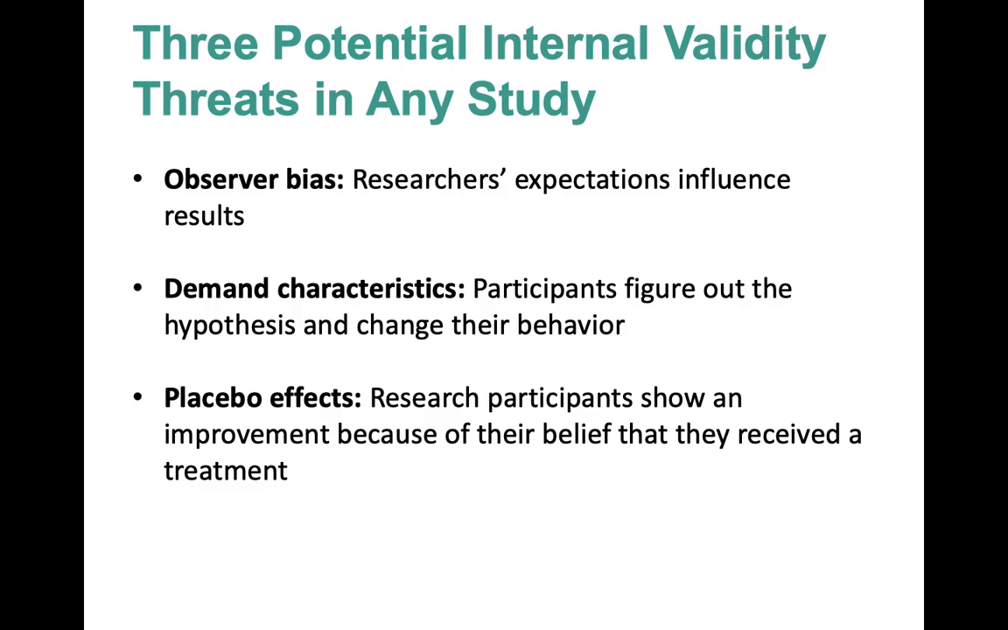So in addition to these 6, there's 3 potential internal validity threats that are present in any study. And so one is a bias that we've talked about in previous chapters, which is observer bias. And this is the idea that a researcher's expectations can influence how they interpret their results.